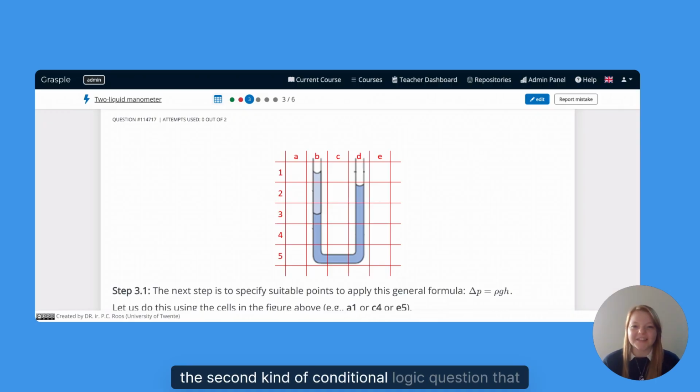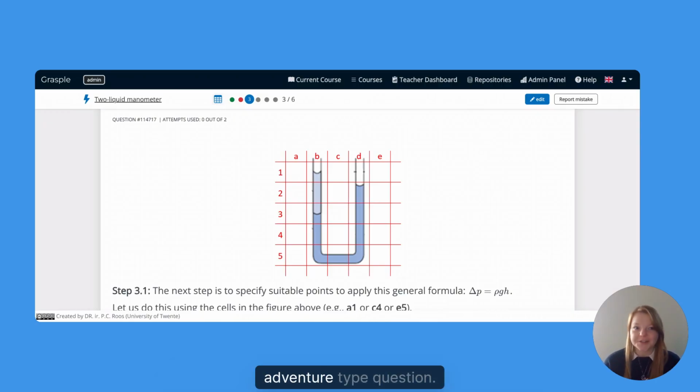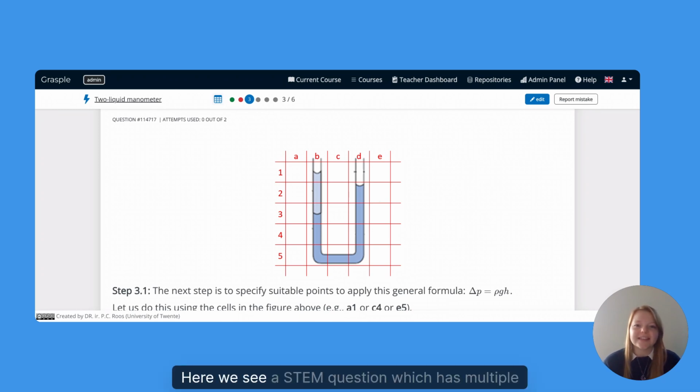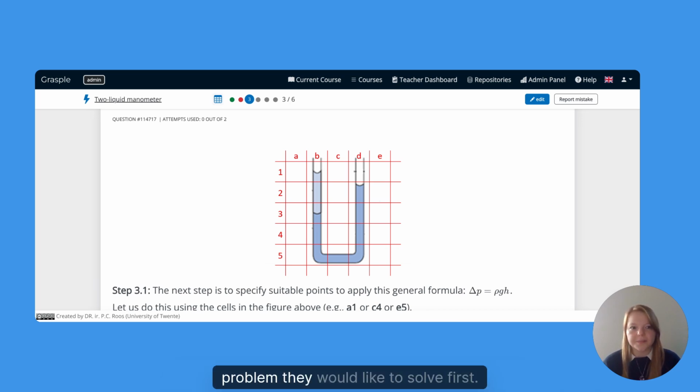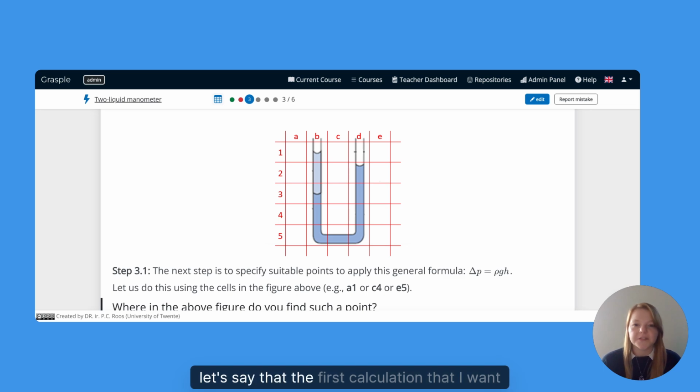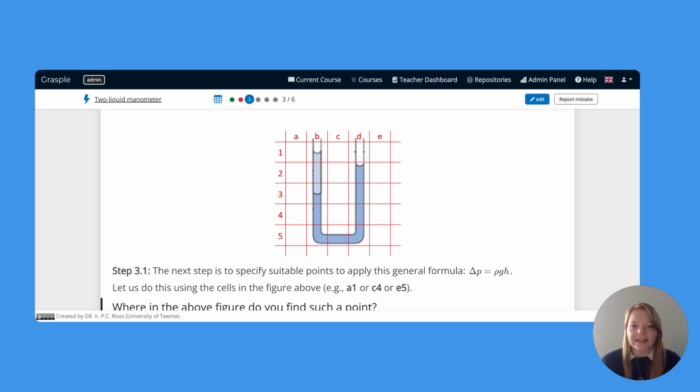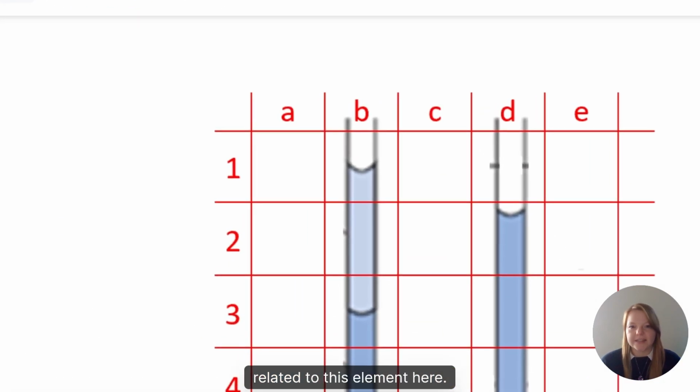The second kind of conditional logic question that we see on our platform is this choose your own adventure type question. Here we see a STEM question which has multiple things that need to be solved. Conditional logic in this case is used to give the students the choice about which element of the problem they would like to solve first. Let's say that the first calculation that I want to do is related to this element here.